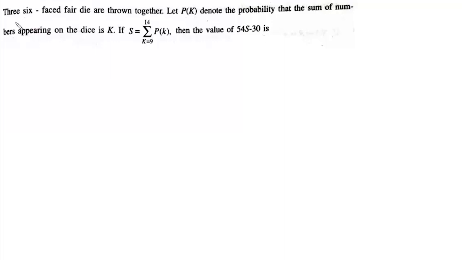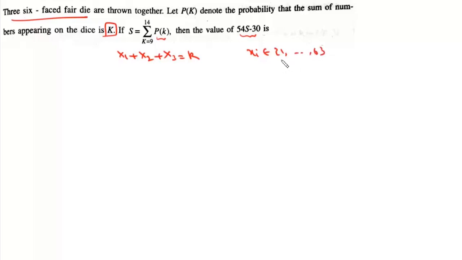Now here the question is, 3 six-faced square dice are thrown together. Let P_k denote the probability that the sum of numbers appearing on the dice is k, and if k varies from 9 to 14, then find the value of 54 S minus 30, where S is the sum of the P_k. Now suppose the number on the first die is x1, on the second die is x2, and on the third die is x3, and the sum must be equal to k, where each x_i can take a value from 1 to 6.